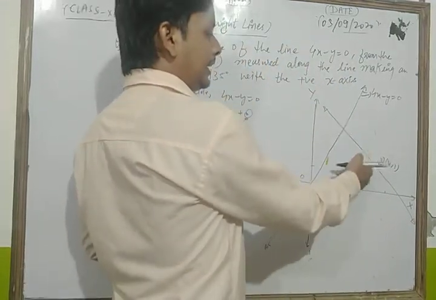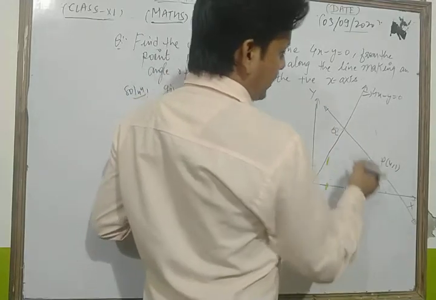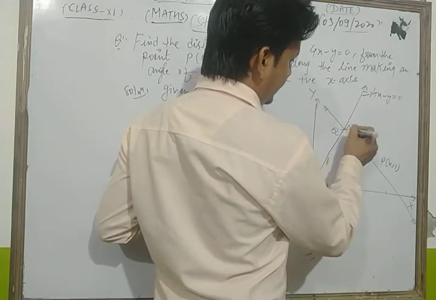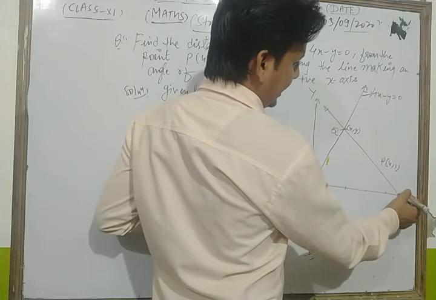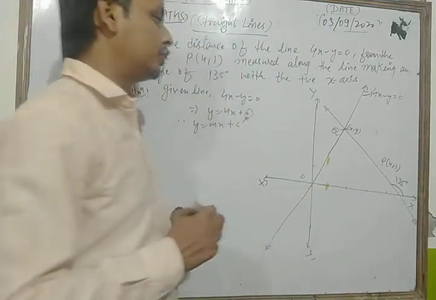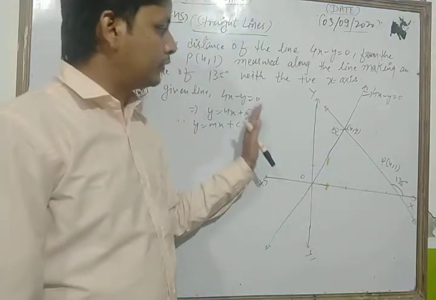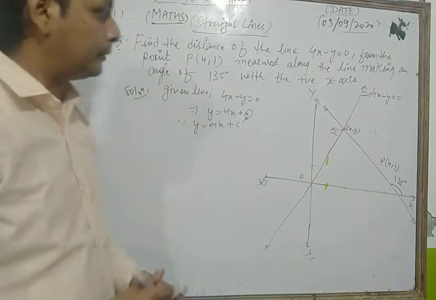Let us consider that this line intersects the previous line at point Q, and the coordinates of that point will be taken as (x, y). That line makes an angle of 135 degrees with the positive direction of the x-axis. This is the question here. According to the question we make this type of diagram. Let's see once more.